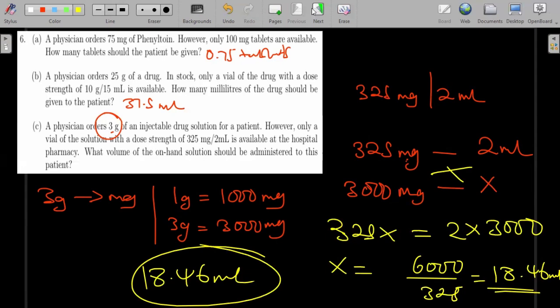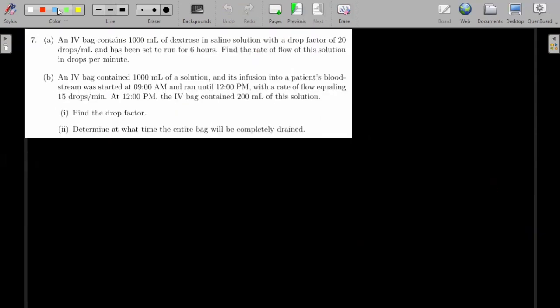Let's look at question 7. They're saying an IV bag contains 1,000 milliliters of dextrose in saline solution with a drop factor of 20 drops per milliliter, and has been set to run for 6 hours. Find the rate flow of this solution in drops per minute.